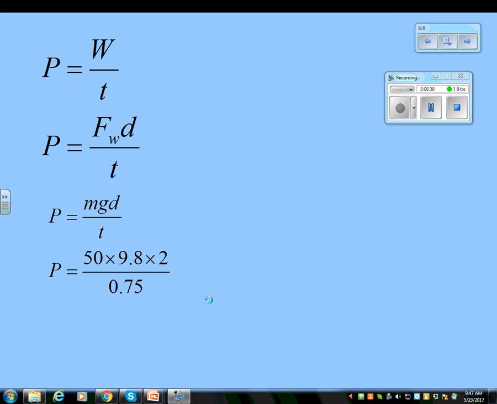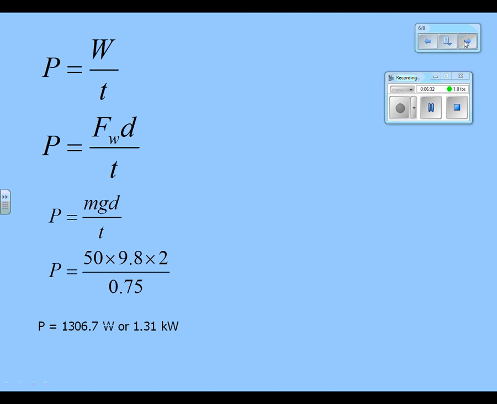And what'd you get for an answer? 1,306.7 watts, which is equivalent to 1.31 kilowatts. How do you get from watts to kilowatts? Divide by 1,000. Kilo always means 1,000. Always, always, always.